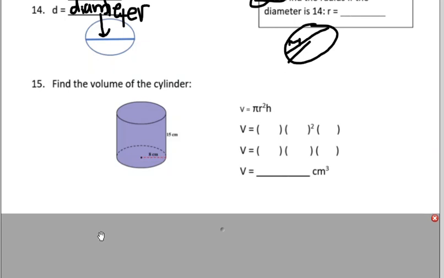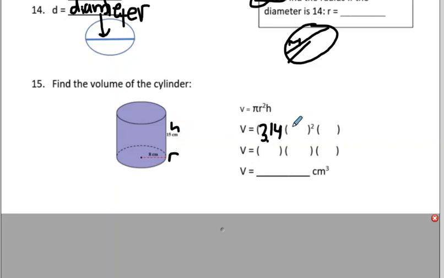All right, now we'll find the volume of the cylinder. So here's my formula, volume equals pi r squared h. So let's take a look at our cylinder. Where's the radius? Well, the radius is halfway across. So this is my r right here, 8 centimeters. The height is how tall the object is. So that's 15. So pi would be 3.14.